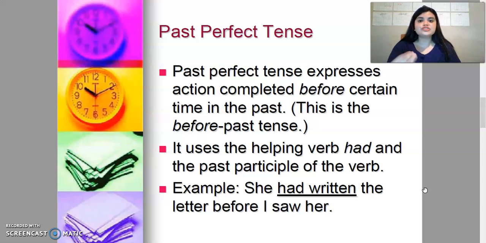For example, she had written the letter before I saw her. So as you can see, we have two actions there. First, she wrote the letter, and second, someone saw her. Okay, but both actions happen in the past. Now, if you need to watch this again, please go back and watch it again.